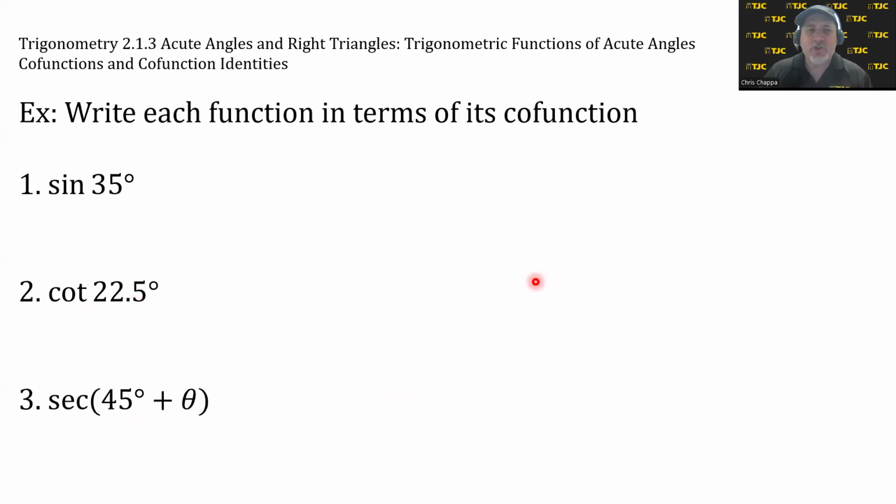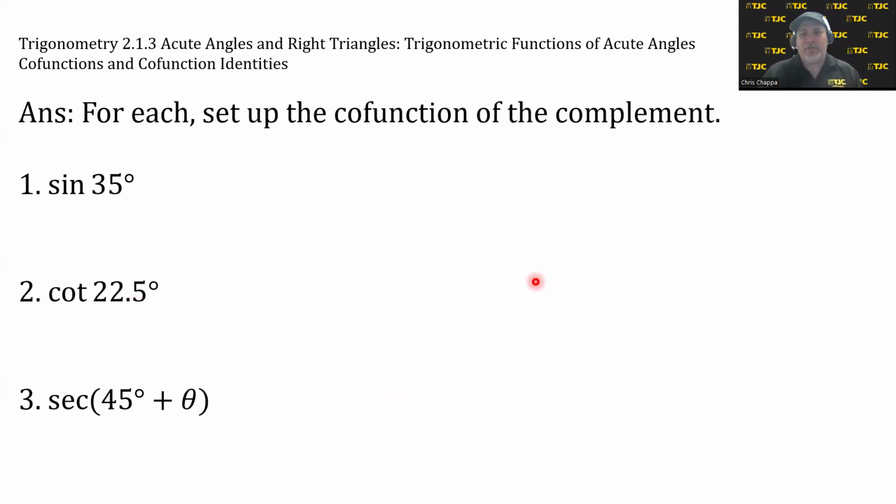So how do we do this? Well, the first thing we have to do is set up the cofunction of the complement. So we'll start by setting up the cofunction of each trig function. Cofunction of sine is cosine, cofunction of cotangent is tangent, cofunction of secant is cosecant.